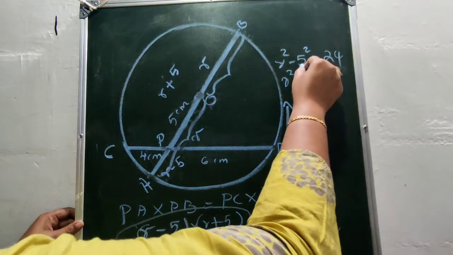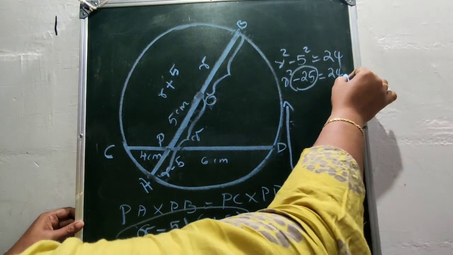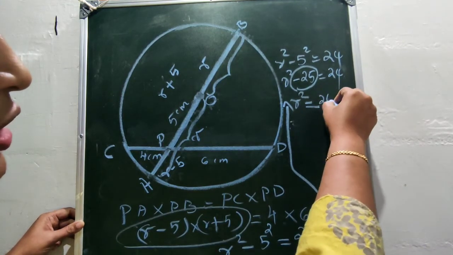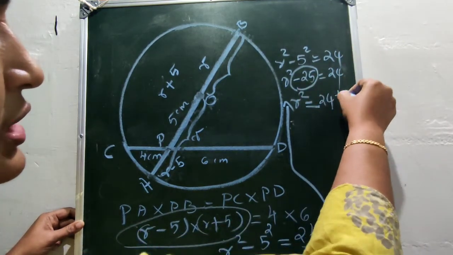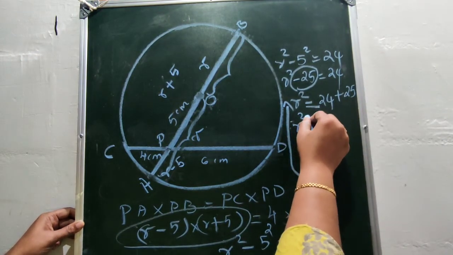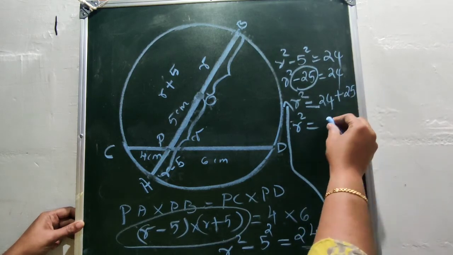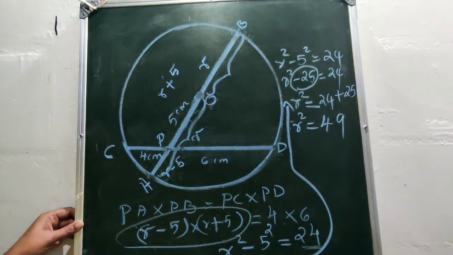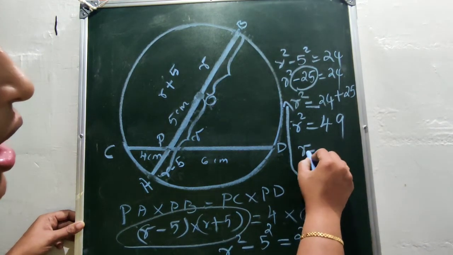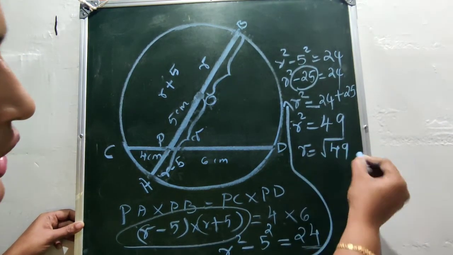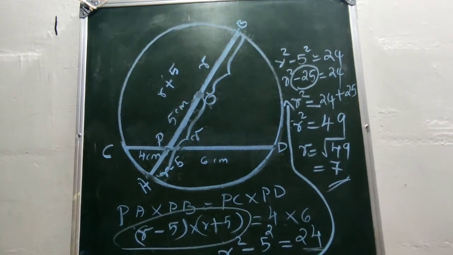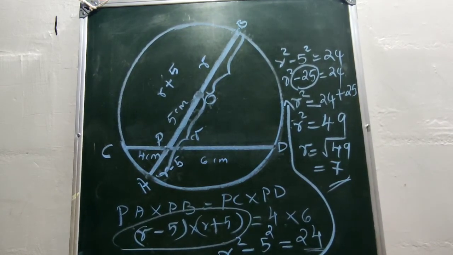Then move this negative 25 to the other side. So we have R square is equal to 24 plus 25. What is 24 plus 25? That is equal to 49. R square is equal to 49. Then what is R? R is equal to root 49, that is equal to 7. So the radius of the circle is 7 centimeter.